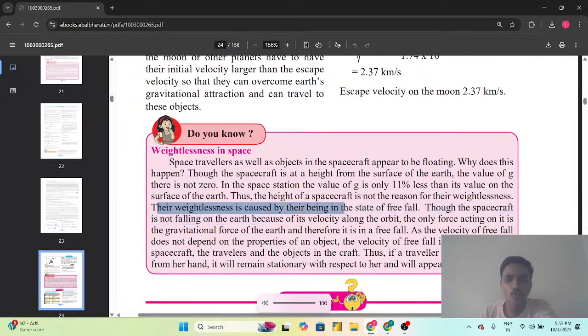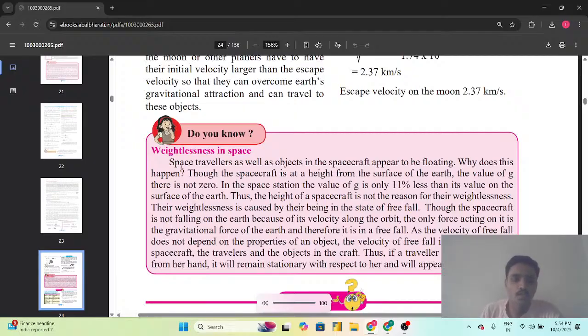Their weightlessness is caused by their being in the state of free fall. Though the spacecraft is not falling onto the Earth because of its velocity along the orbit, the only force acting on it is the gravitational force of the Earth, and therefore it is in free fall. As the velocity of free fall does not depend on the properties of an object, it is the same for the spacecraft, the travelers, and the objects in the craft. Thus, if a traveler releases an object from her hand, it will remain stationary with respect to her and will appear to be weightless.